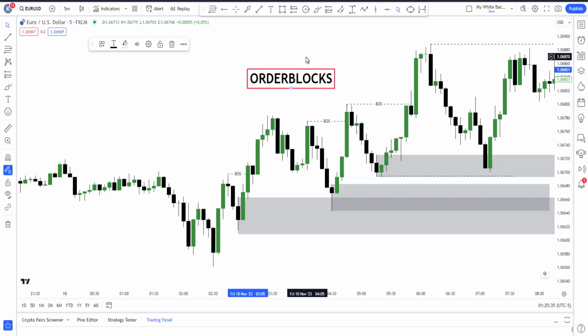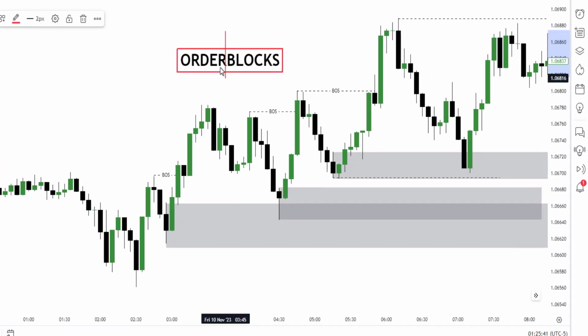Now, the word order block is a compound word. We have the word order and the word block. They are two different words. The word order is basically somebody's open interest to either buy or sell. The word block means a large financial transaction. Every time you hear about a block trade, it's basically a large financial transaction. So an order block is a large financial buy or sell order.